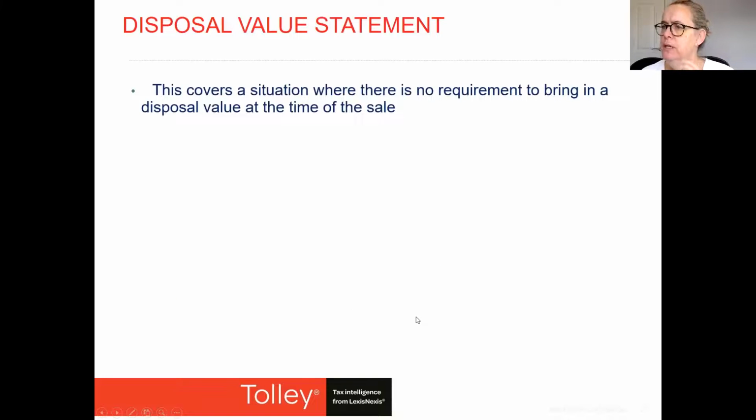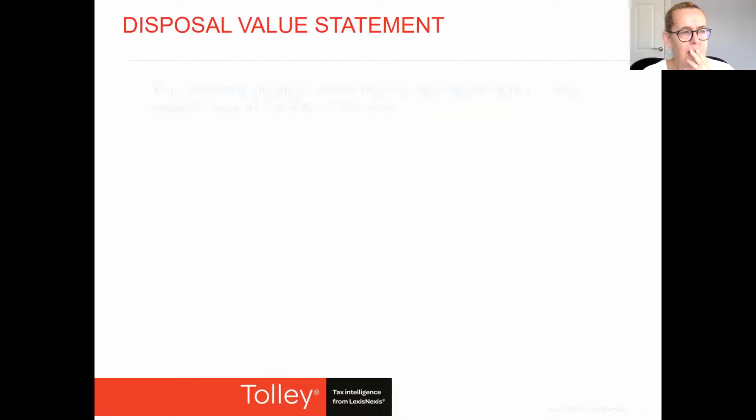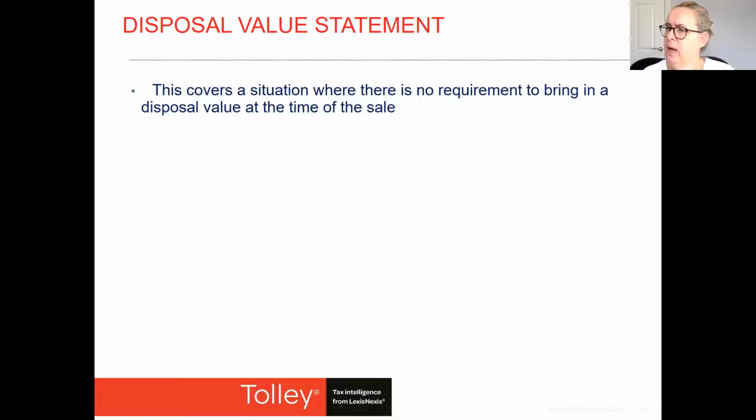Now, the other alternative I talked about in relation to a fixed value requirement, if we go back up to the slide talking about fixed value, that can only apply where a past owner has been required to bring in a disposal value. But the problem that we've got is that that past owner does not have to be the immediate past owner. So we get complications where the person who is selling the asset has no requirement to bring in a disposal value. And that would be, for example, where it's something like a charity, where they're not claiming capital allowances on the property. And so they are not required to bring in a disposal value.